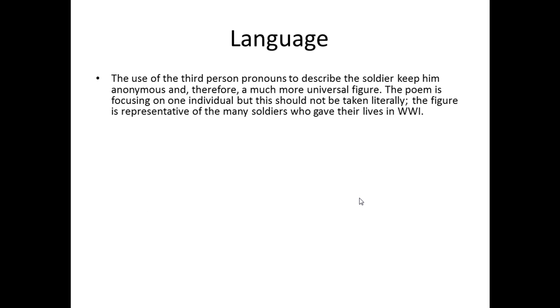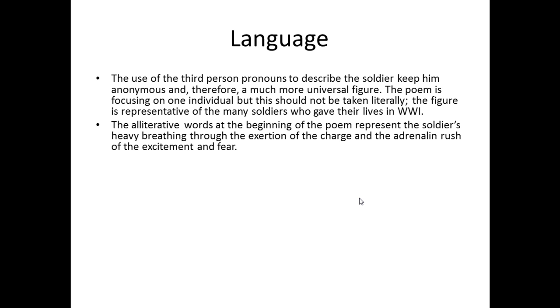So the use of third person pronouns shows that the soldier is anonymous. Hughes isn't focusing on one particular soldier. We are thinking about soldiers in general. So he represents a much more universal figure. The poem focuses on one individual, but we're not supposed to take that literally. We're not supposed to be just thinking about the one soldier. We look at how this represents the many soldiers that fought and died in World War I.